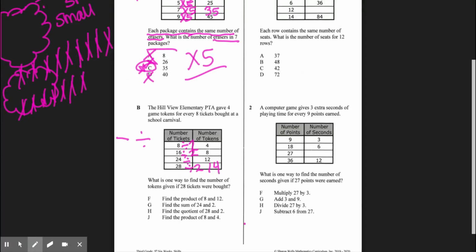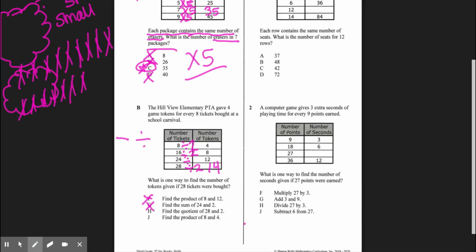All right, so they wanted to know, what is one way to find the number of tokens given if 28 tickets were bought? So let's look at our answer choices. F says find the product of 8 and 12. Well, we weren't working with the product, so that doesn't sound good to me. G says find the sum of 24 and 2. We weren't adding.